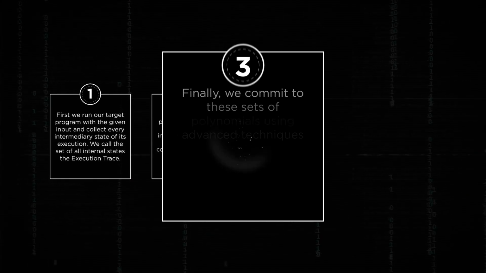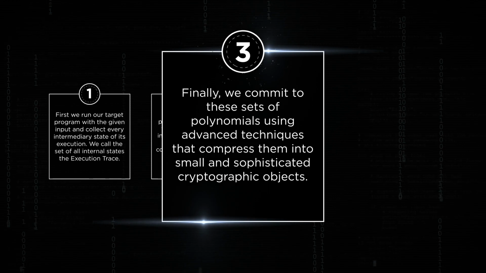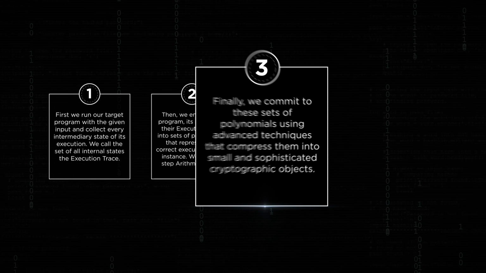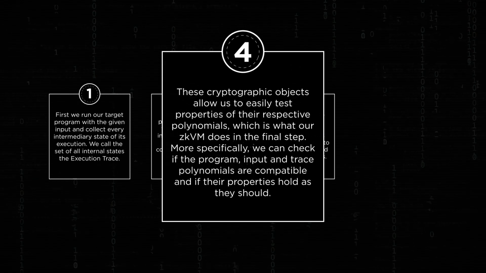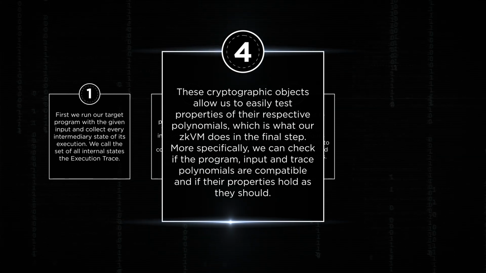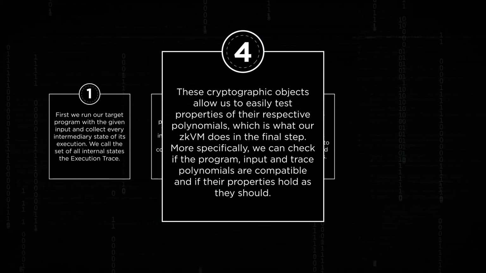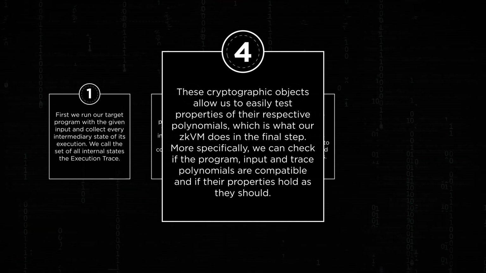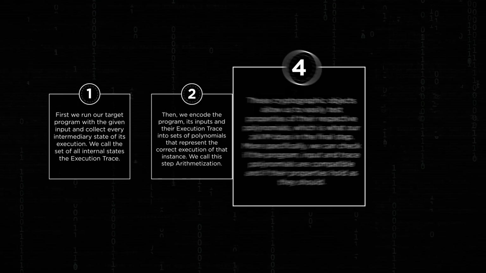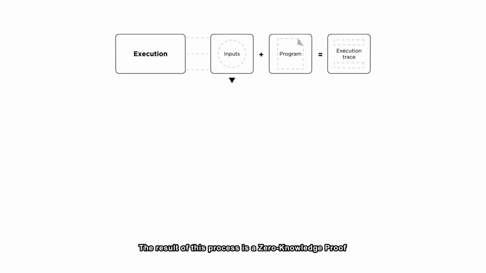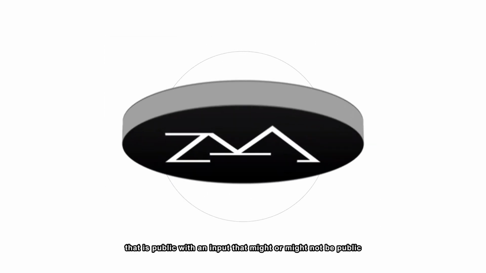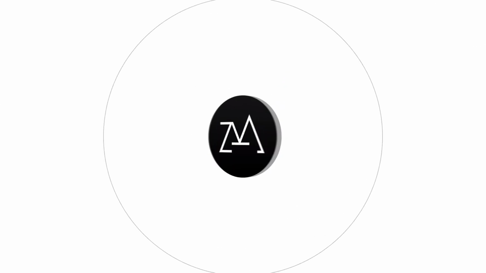Finally, we commit these sets of polynomials using advanced techniques that compress them into small and sophisticated cryptographic objects. These cryptographic objects allow us to easily test properties of their respective polynomials, which is what our zero-knowledge virtual machine does in the final step. More specifically, we can check if the program, input, and trace polynomials are compatible and if their properties hold as they should. The result of this process is a zero-knowledge proof for the correct execution of a program that is public with an input that might or might not be public, depending on the use case.